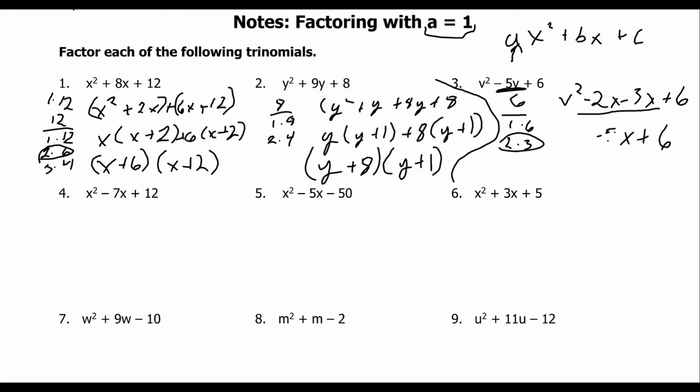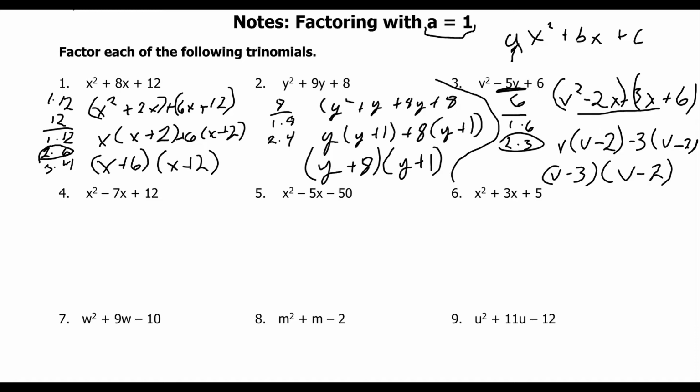Now, what we can do is we can go ahead and set up our groups right here and right here. So on this first one, I can pull out a v. That's going to be v minus 2. And then on the second one, I can pull out a negative 3. That's going to be v minus 2. So what I've got is v minus 3 on the outside of v minus 2.